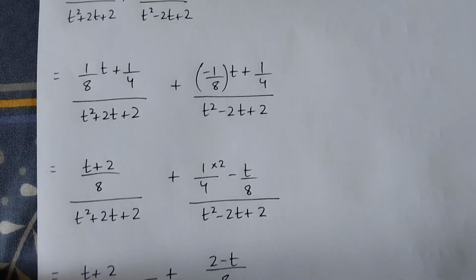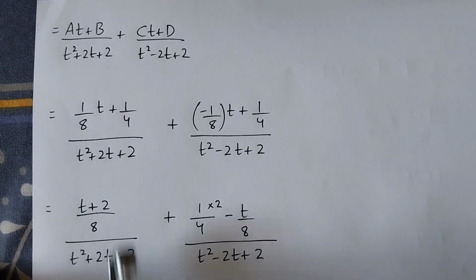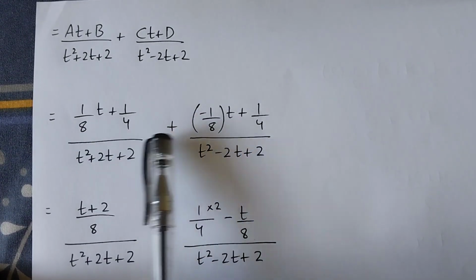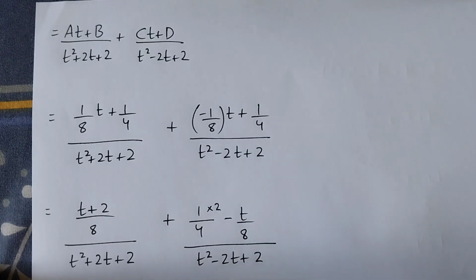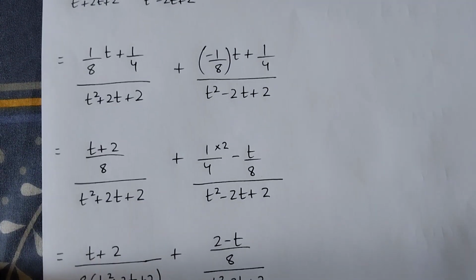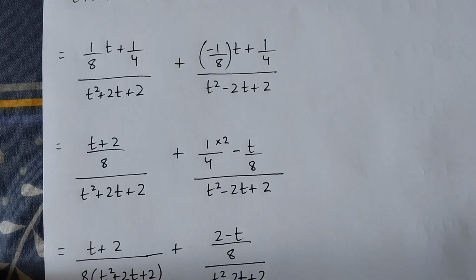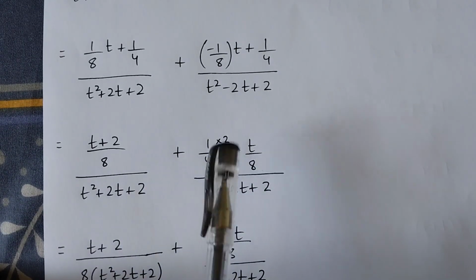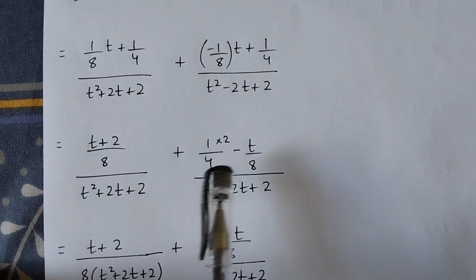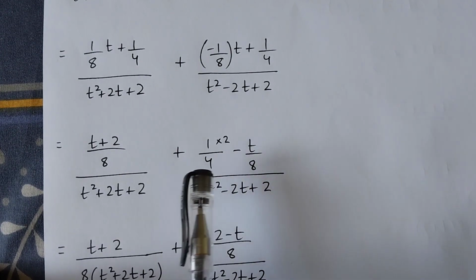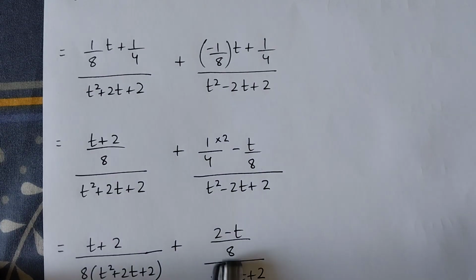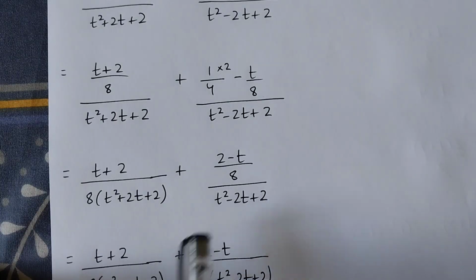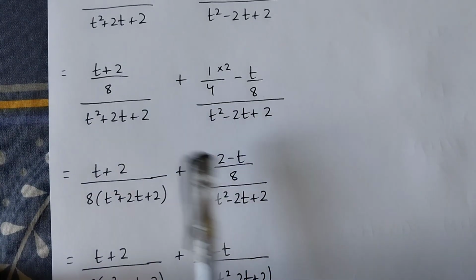Okay, let me put the values first. So I'm putting all the values: a was 1 by 8, b is 1 by 4, c is minus 1 by 8, and d is 1 by 4. So I'm taking the LCM in the numerators. We get t plus 2 over 8, and we get 2 minus t over 8 in the second term.